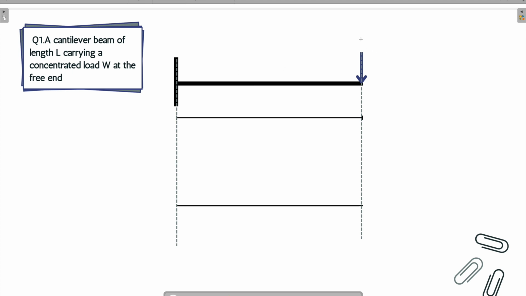So, here is the concentrated load W, and we have to draw the shear force diagram. So first we'll cut a section like this. Let this section be XX. Now, if you look carefully, how is the load trying to rotate the beam about this section XX? Just forget about this part and look at this section. The load is trying to rotate the beam about XX in the clockwise direction. So the shear force which we'll get will be positive.